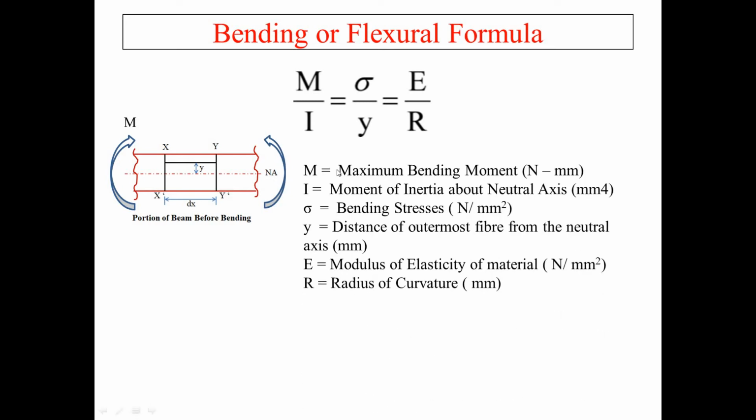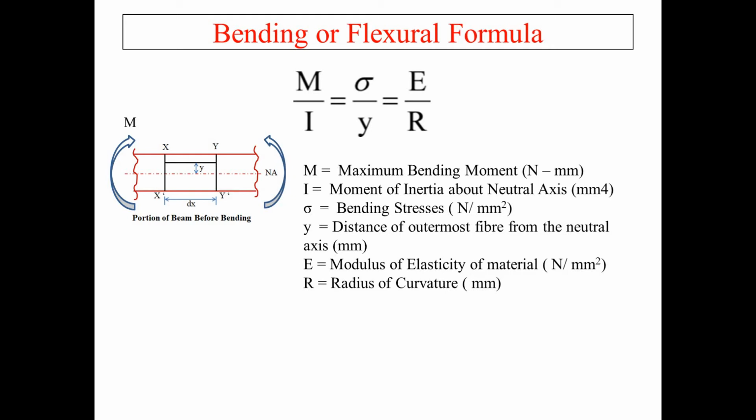The particulars of the bending formula: M is the bending moment in Newton mm. I is the moment of inertia about the neutral axis, in mm to the power 4. Sigma is the bending stress, in Newton per mm square. Y is the distance of the outermost fiber from the neutral axis. Here it is shown at a section, but for the formula we take the distance of the outermost fiber, either this point or this point, upper or lower. Because of this bending moment, the upper fibers will be in compression and the lower fibers in tension. E is the modulus of elasticity of the material, in Newton per mm square.